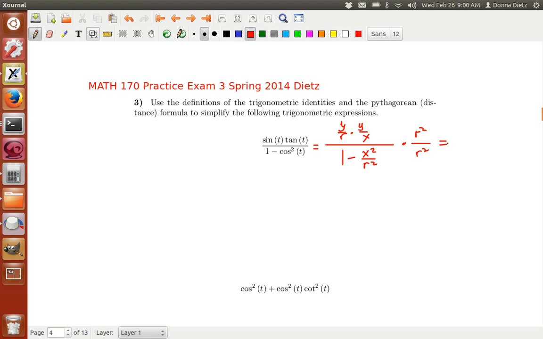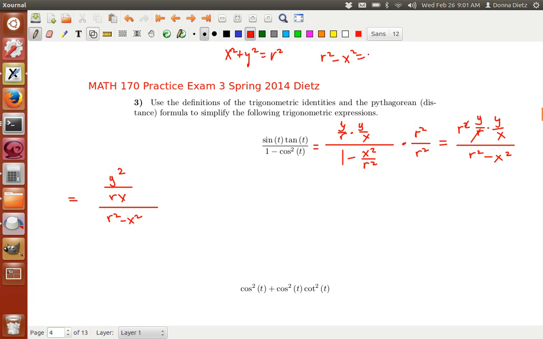At least this will help simplify this, and I'll also get rid of some of this mess up here. So I'm going to get r squared times y over r, y over x on the top. On the bottom, I'm multiplying through by r squared, so I get r squared minus x squared. So at least I'm making some progress. I'm going to get rid of one r over here, so I get y squared over rx, all over r squared minus x squared. Okay? Well, we know x squared plus y squared equals r squared. Therefore, r squared minus x squared must equal y squared.